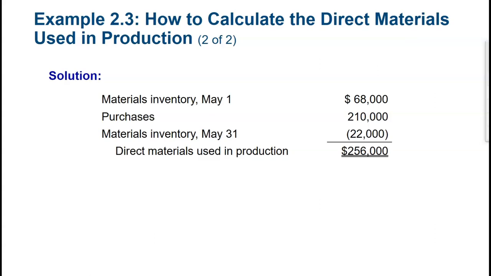And so here we have our final calculation. Our materials were $68,000 at the beginning. We had purchases of $210,000. We're going to subtract out our ending materials inventory in the month, $22,000, and that is in fact going to give us $256,000 direct materials used in production. And this is going to be the first component of our cost of goods manufactured that we're going to look at here in just a moment.